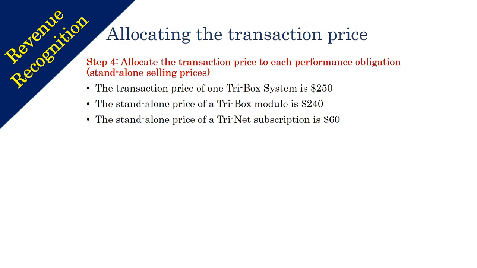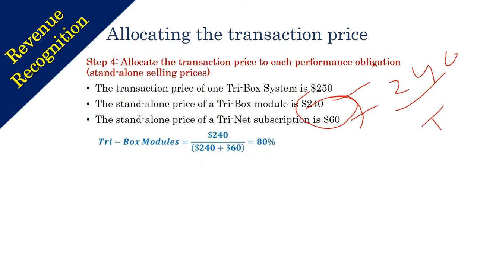And we need to allocate the transaction price. To allocate it, the standalone selling price is $240 for the Tribox module, and $60 for the TriNet subscription. So the total is 240 plus 60, and then we will divide the 240 by this total amount. Let's see how we will do this.